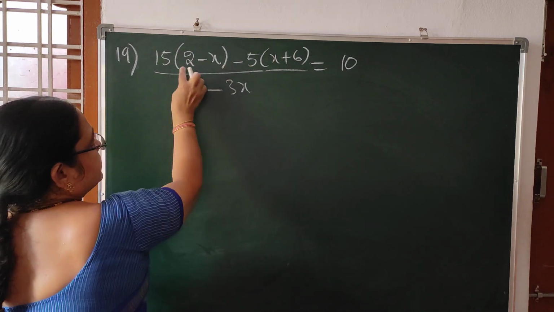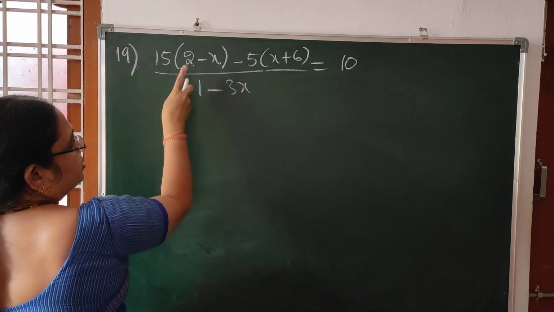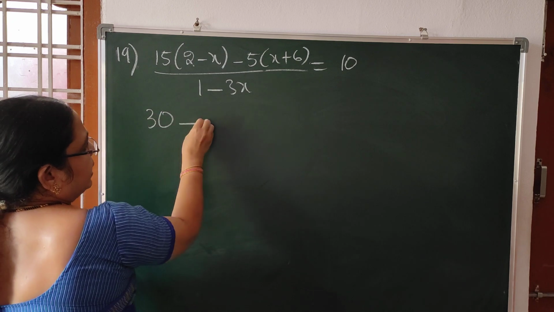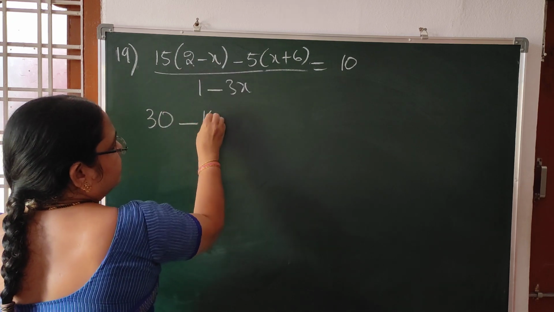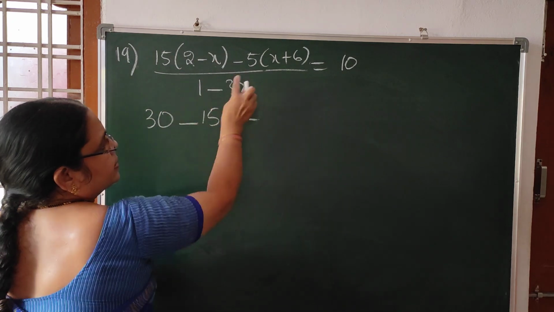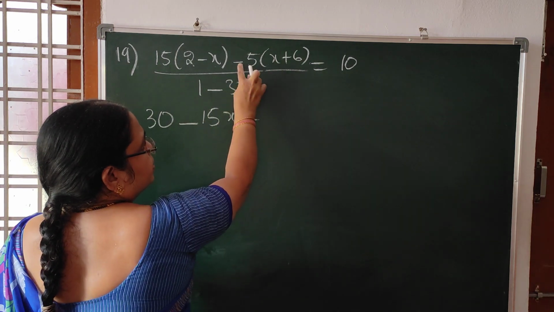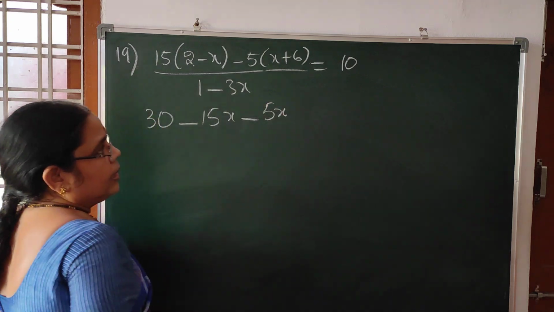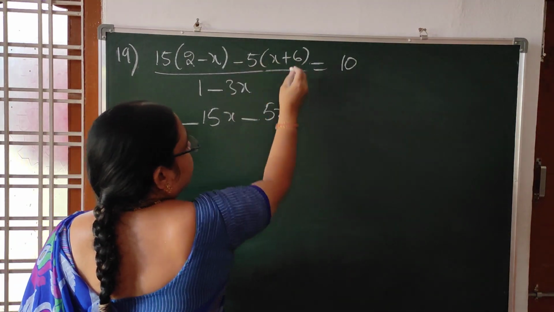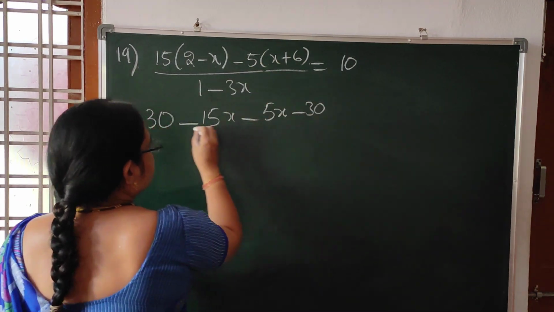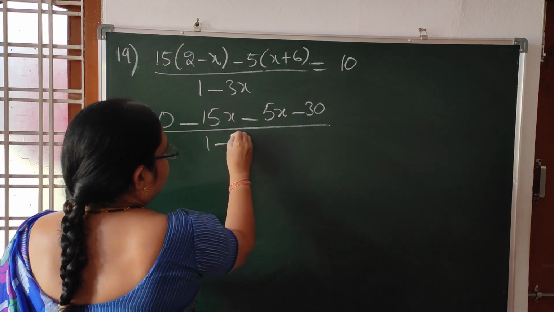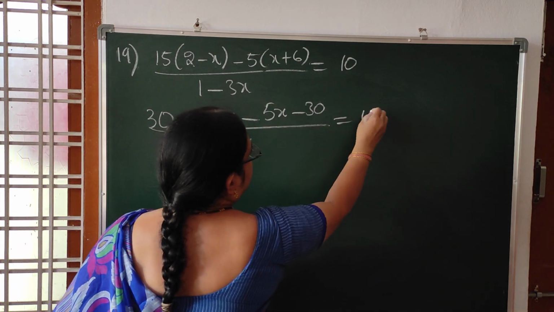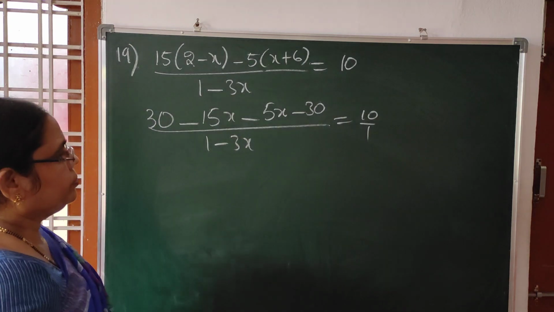First remove these brackets. 2 minus x into 15. 15 2s are 30, minus 15 into x is 15x. This is minus and this is plus, so plus into minus becomes minus. 5 into x is 5x, that is minus 5x. Minus into plus becomes minus. 5 6s are 30 by 1 minus 3x is equal to 10.